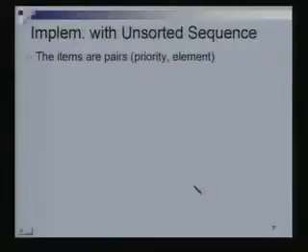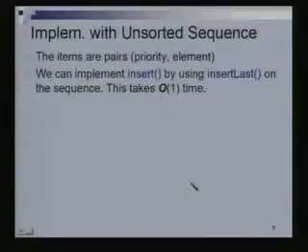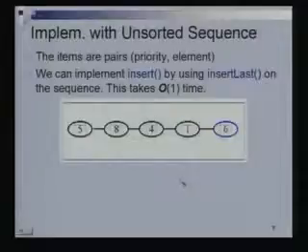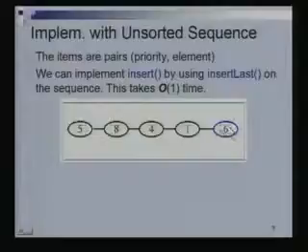So let's first look at an implementation of a priority queue using an unsorted sequence. Recall, the items that we are trying to insert into a sequence are pairs of priority and element. We can implement the insert by just using insert last. For the insert operation of the priority queue, we'll just insert the item at the very end of our sequence. Right? In this case, 6 was the element to be inserted. Let's say we put it at the very end. This takes only a constant amount of time.